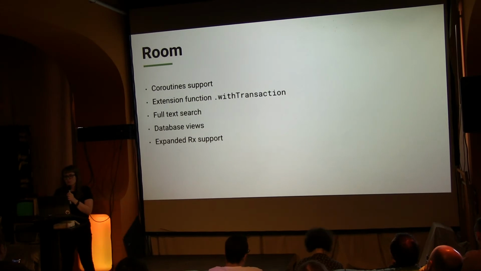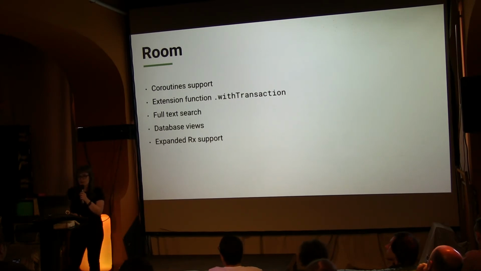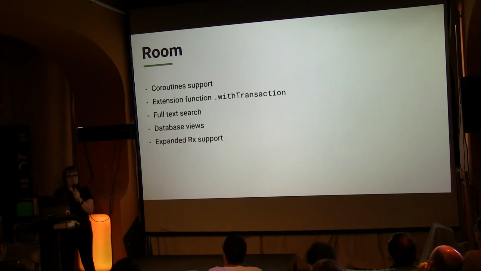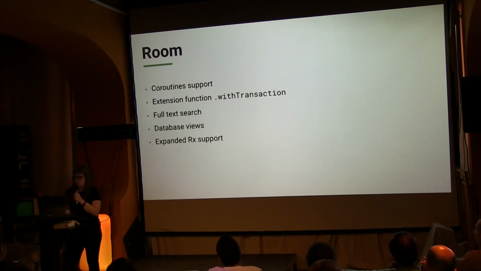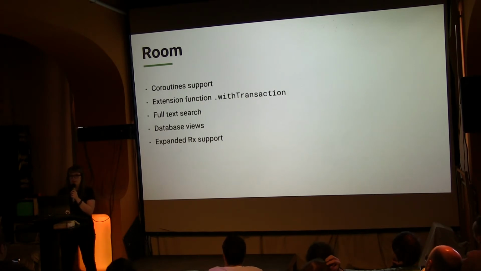Now, what's on Room? They are supporting coroutines now, generating the correct code for your DAOs. Also, there's a handy extension function for your database called withTransaction that will allow you to start your transactions. Another feature is full text search, where you only have to add an annotation, say, FTS4, and that will give you the possibility of making queries using the match expression. Also, there's more Rx support. You can have insert, update, and delete methods that can return Completable, Maybe, and Single. And you can also have them for queries.